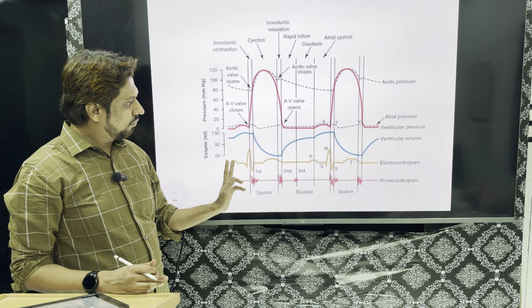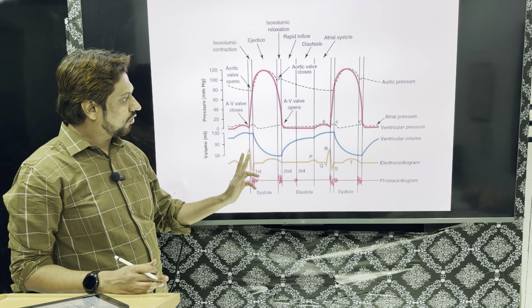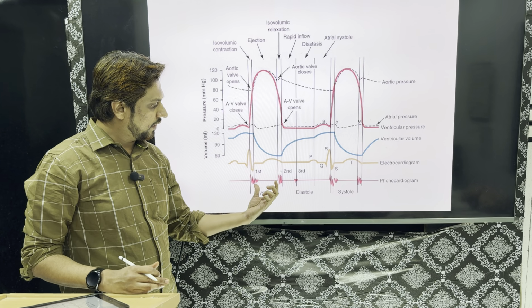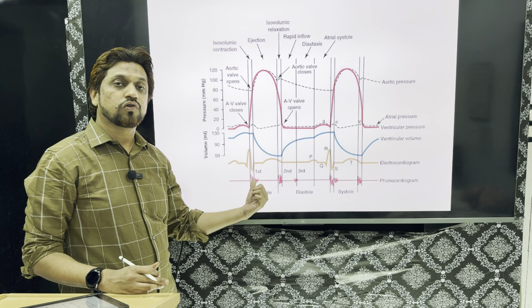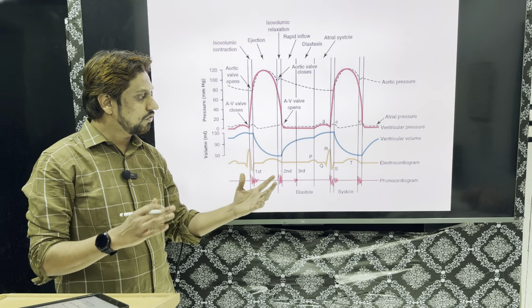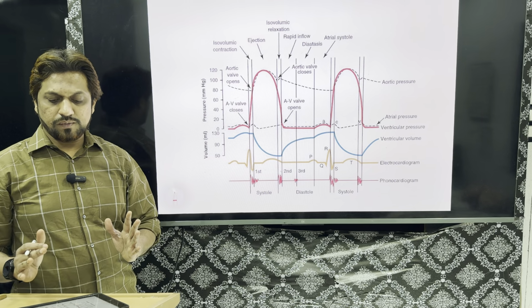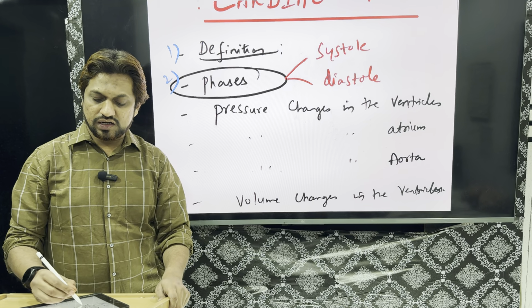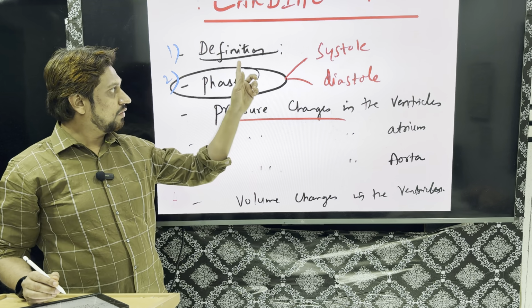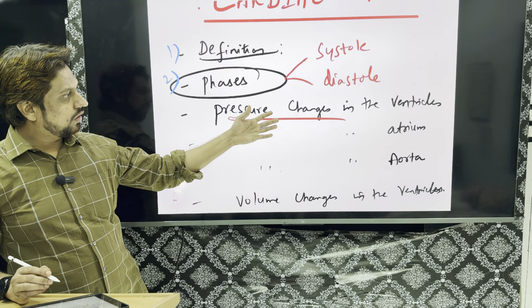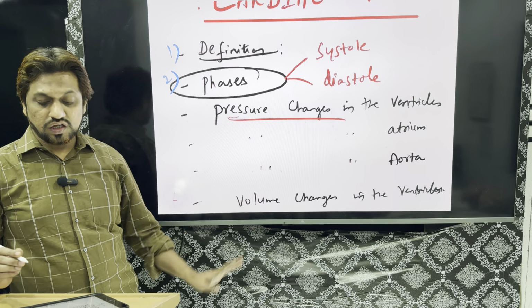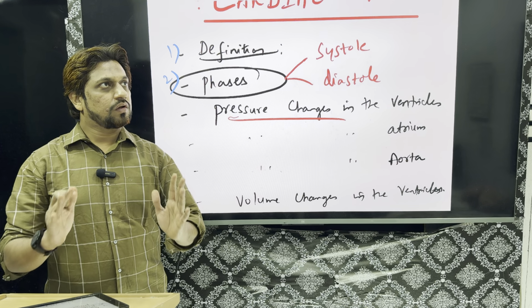This is the P wave before the atrial contraction, then the QRS complex before the ventricular contraction, and also you have to explain the first and second heart sound. First heart sound is due to closure of the AV valves, and second heart sound is due to closure of the semilunar valves, okay. So with this we have completed the cardiac cycle: definition, phases, and objectives, pressure changes in the ventricle, atria, aorta, and the volume changes in the ventricles, okay.